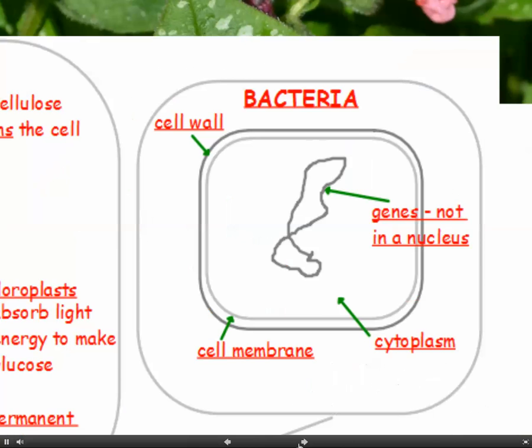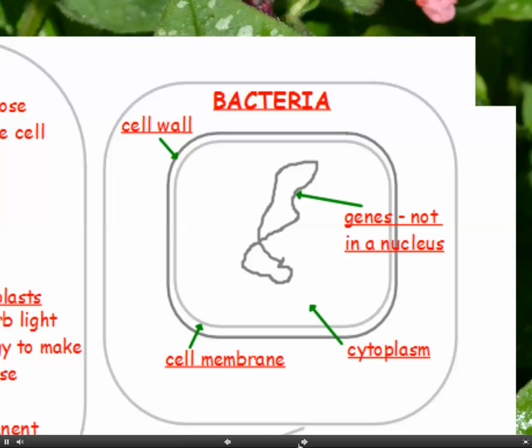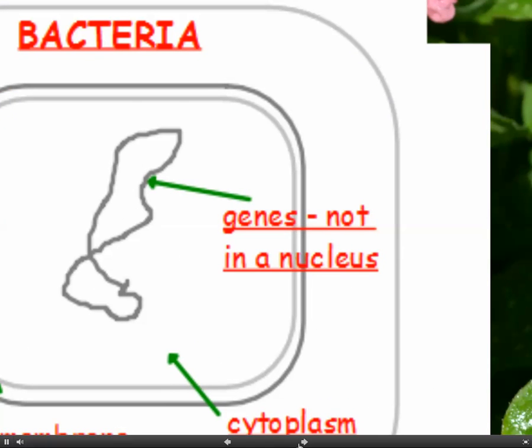The bacterial cells, you can see, have a cell wall, a cell membrane and a cytoplasm, the same as the other cells we've looked at. And they do have genes, but the genes are not in a nucleus like they are in animal cells and plant cells. The genes are just in the cytoplasm, not surrounded by the nucleus.